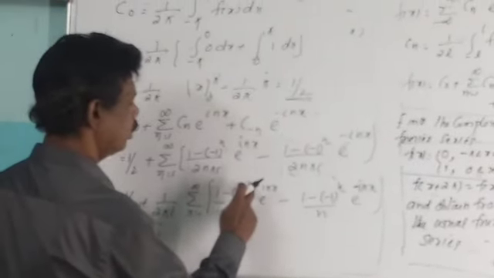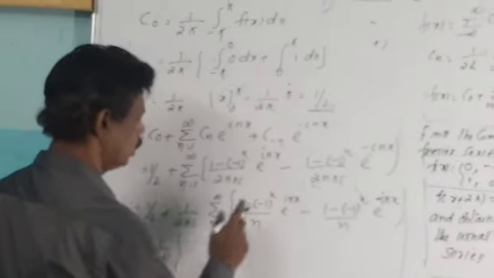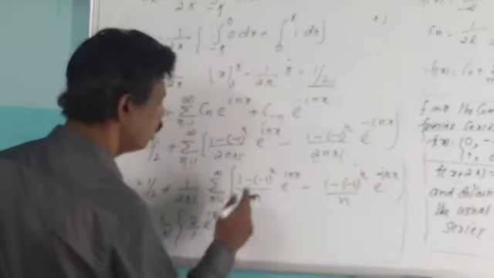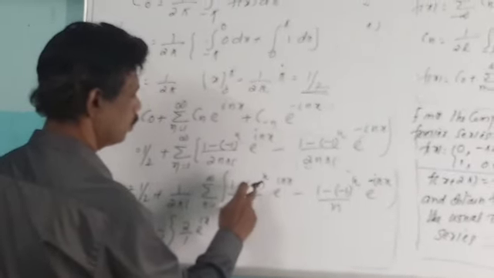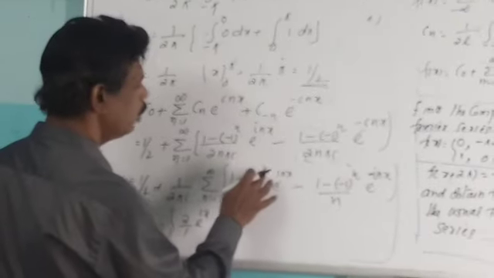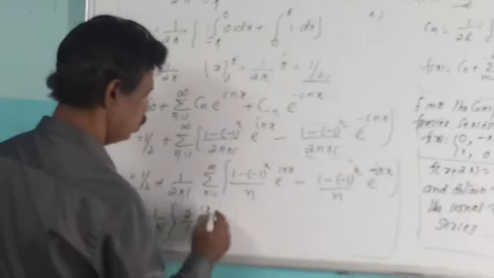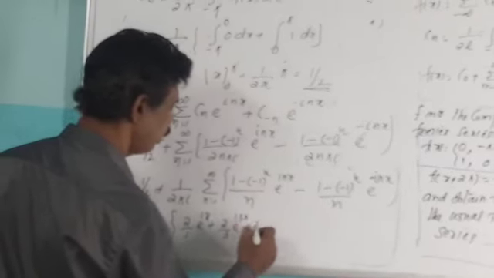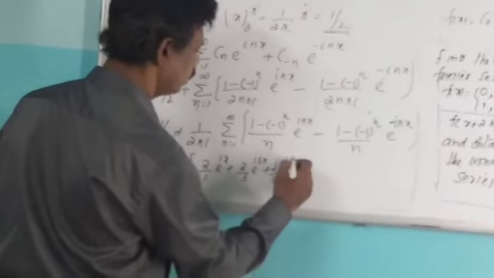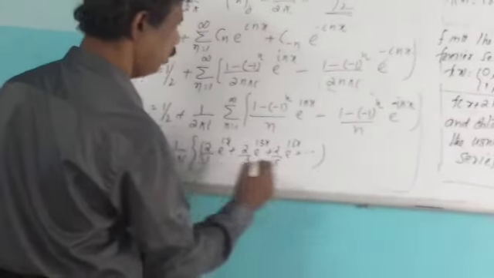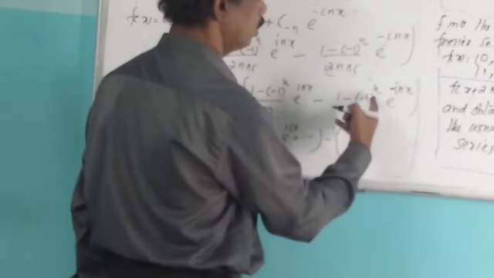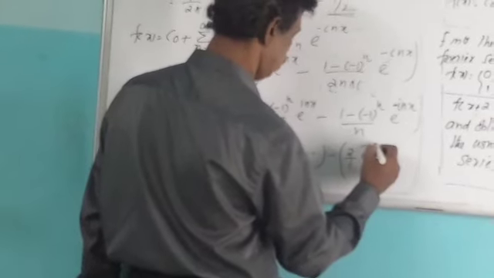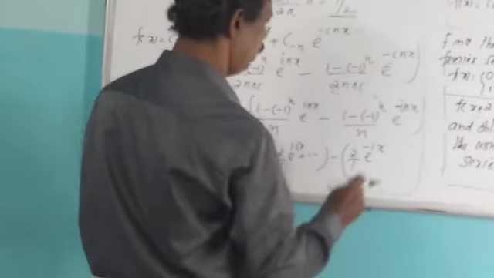Put n equal to 1: (1 minus (minus 1) all raised to 1) gives plus 2 by 1 e raised to i x. Put n equal to 2: (1 minus (minus 1) all squared) becomes 0, so we can delete it. Put n equal to 3: plus 2 by 3, e raised to i 3x. Similarly 2 by 5, e raised to i 5x, plus etc. And again minus: put n equal to 1, 2 by 1, e raised to minus i x.